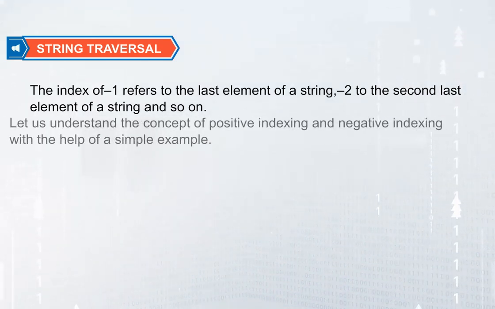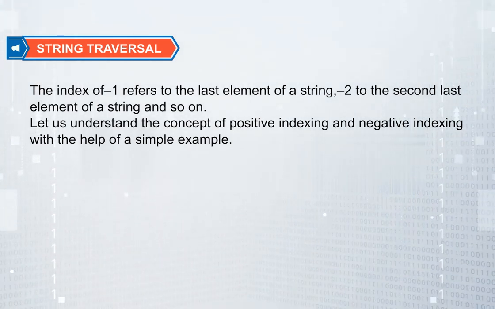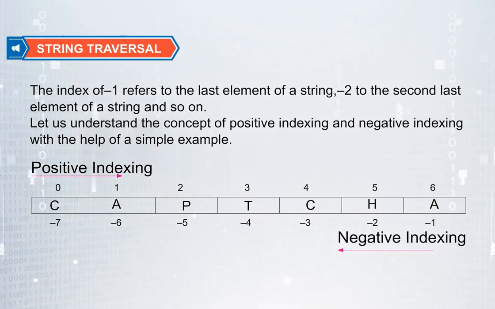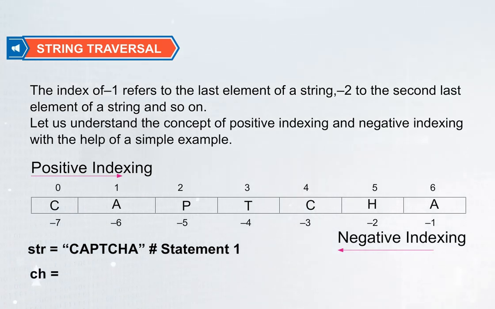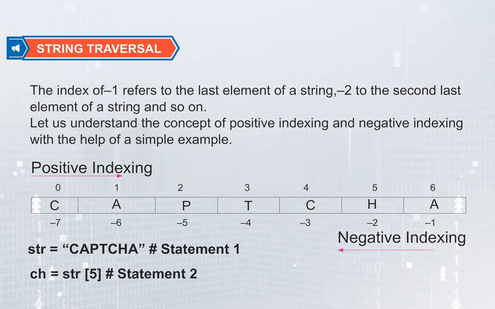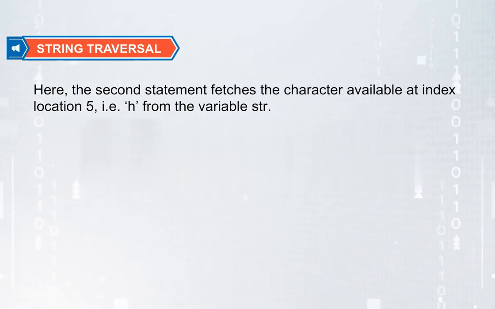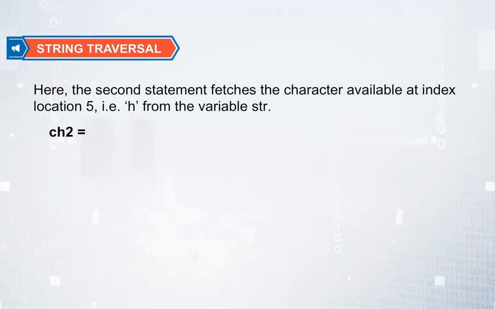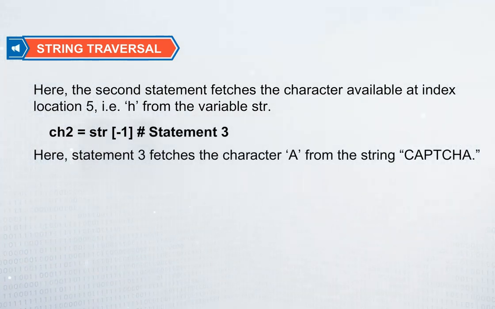Let us understand the concept of positive indexing and negative indexing with the help of a simple example. Positive indexing. Negative indexing. str = 'CAPTCHA', statement 1. ch = str[5], statement 2. Here, the second statement fetches the character available at index location 5, that is h, from the variable str. ch2 = str[-1], statement 3. Here, statement 3 fetches the character a from the string CAPTCHA.